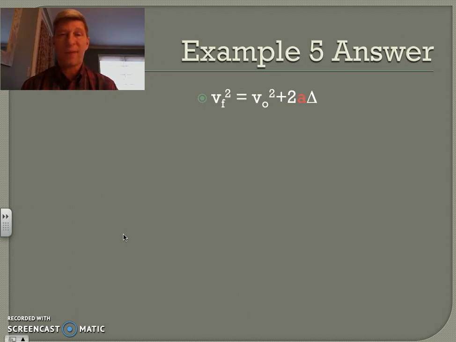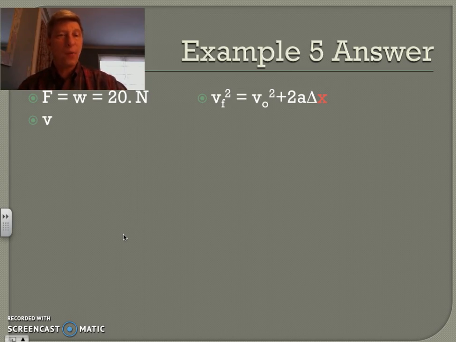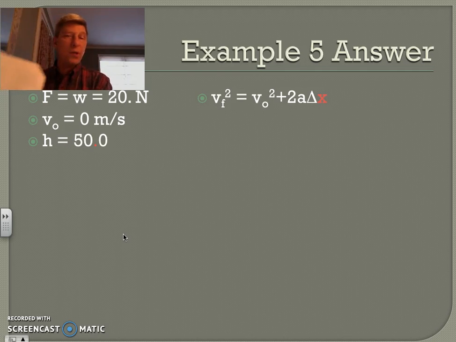I'm not going to go back and fix it now because I'm already recording and I don't want to leave the bunker. So the first thing I'm going to write down is that the force that we're applying here is going to be equal to the weight of this box. All right, and so it's going to equal 20 newtons. The initial velocity of this thing, because it fell freely from rest, is going to be 0 meters per second.